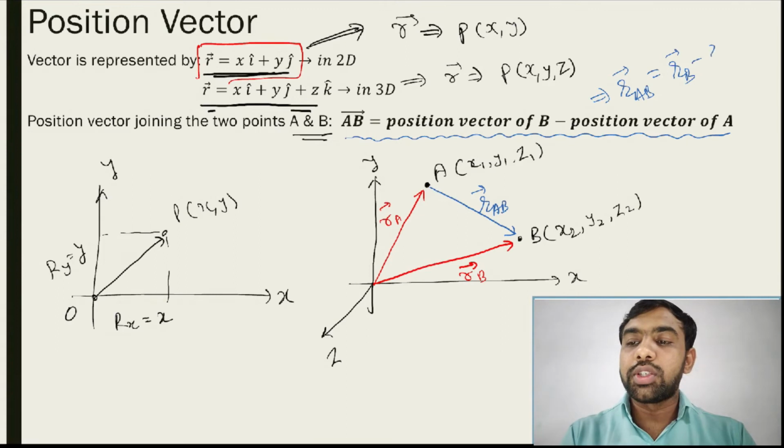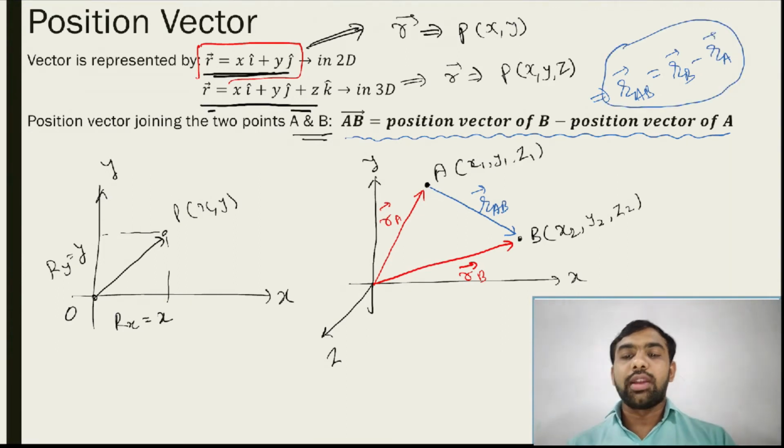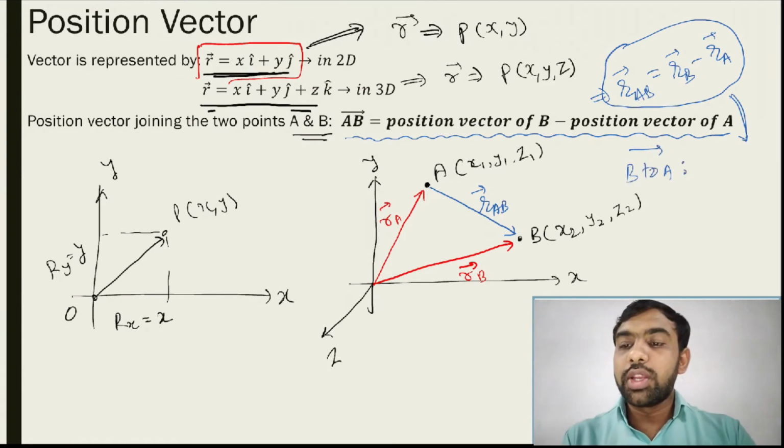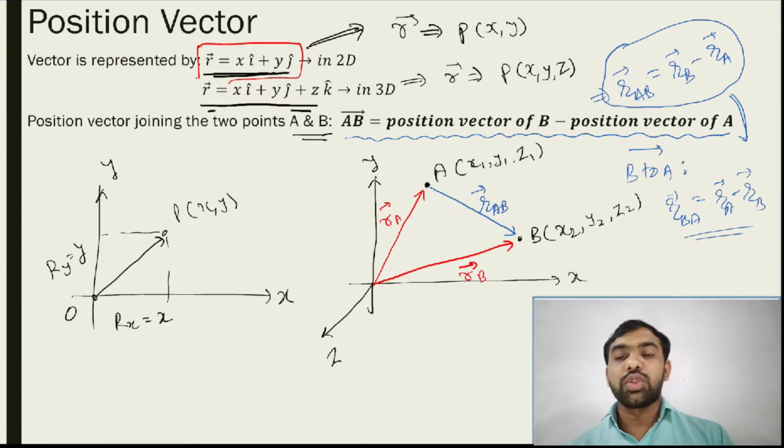RB minus position vector of A is what? RA. So this way you get the answer directly from A to B. If you have to find B to A, then what are you doing? See, B to A: RBA is equal to RA minus RB. Exactly the same, only the opposite situation.